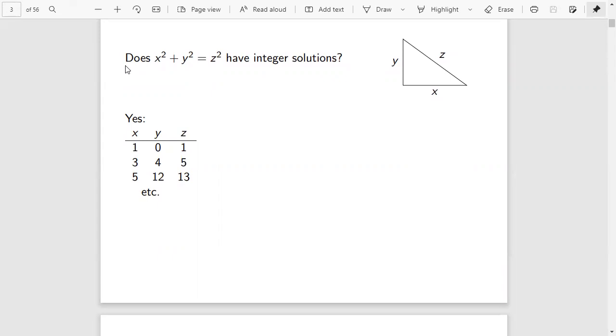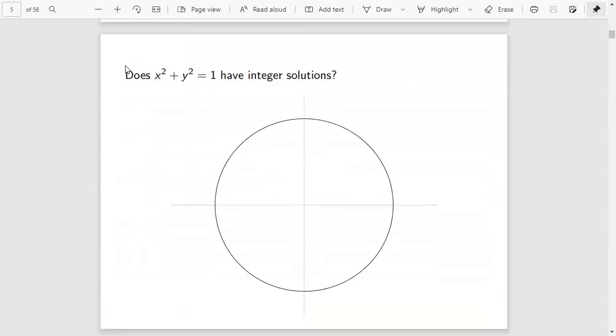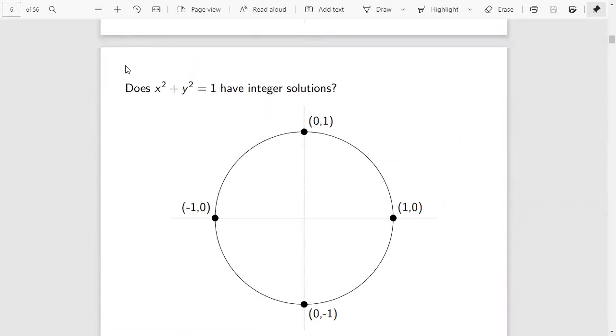So what I want to do is say, can we find all the infinitely many solutions of this by some geometric process? To do that, I'm going to change things a little bit. Instead of looking at x squared plus y squared equals z squared, let's look at x squared plus y squared equals 1. So does this have integer solutions? Yes, it has 1s and 0s, and minus 1s and 0s. So there's 4 integer solutions that you could fairly easily see. These are all the integer solutions.